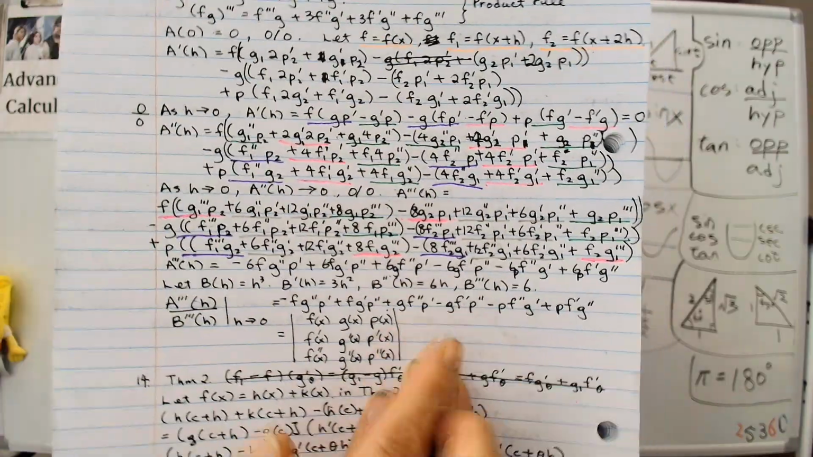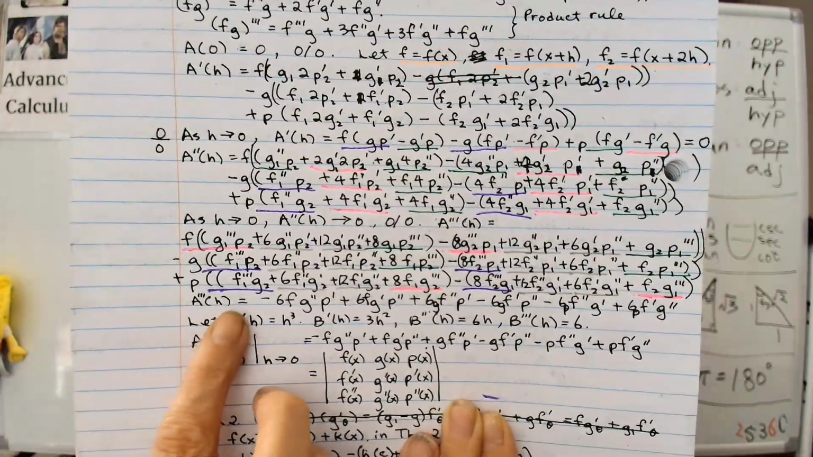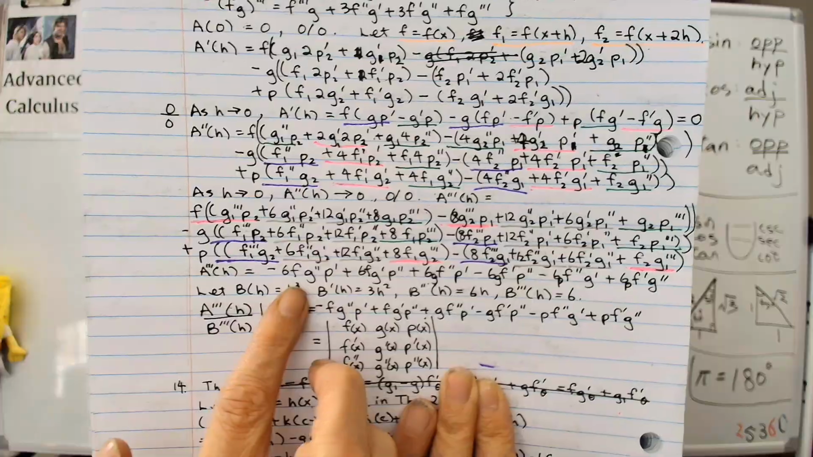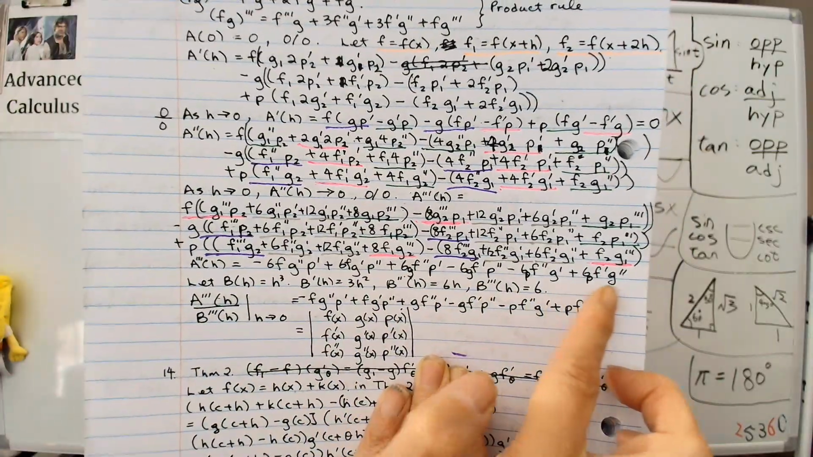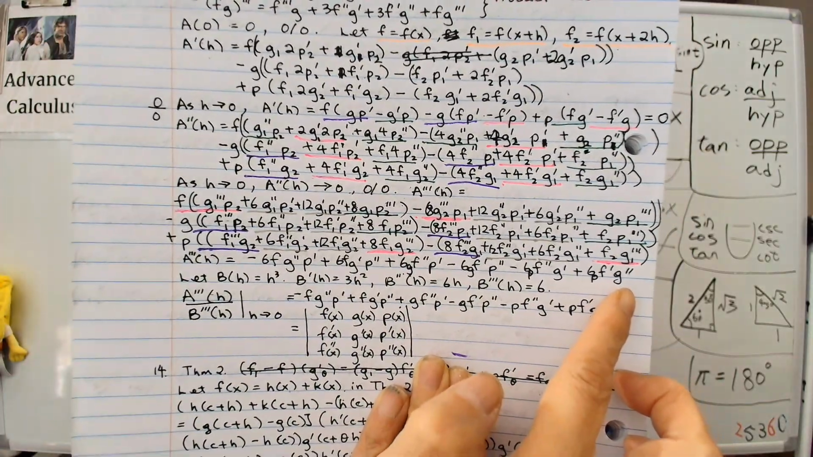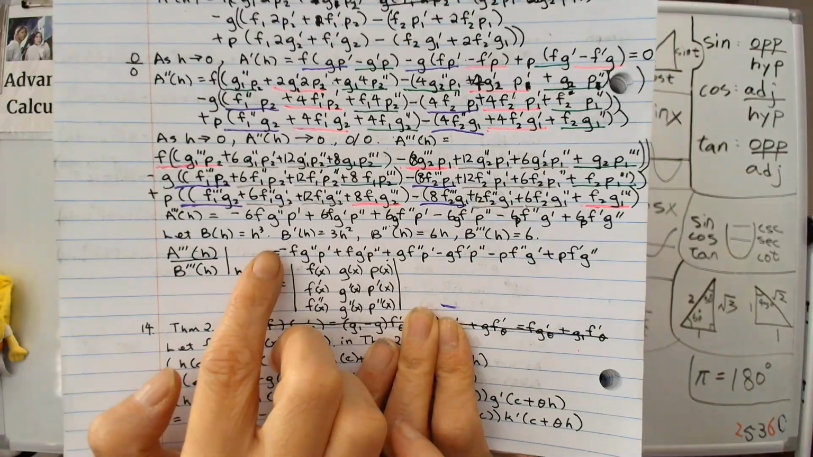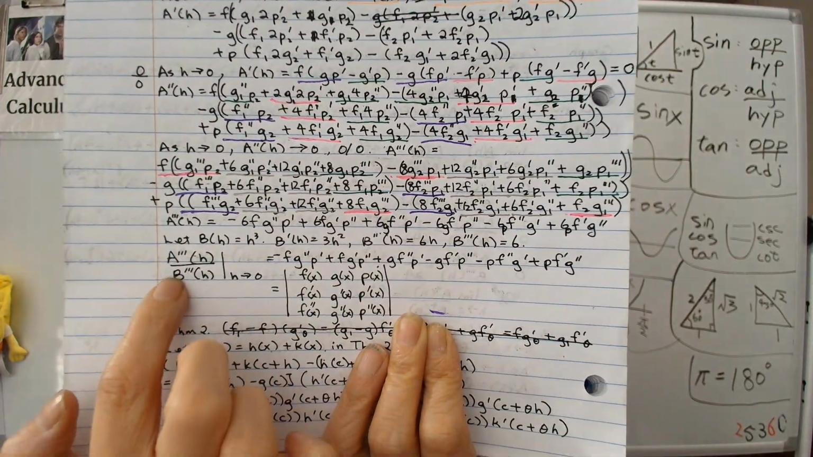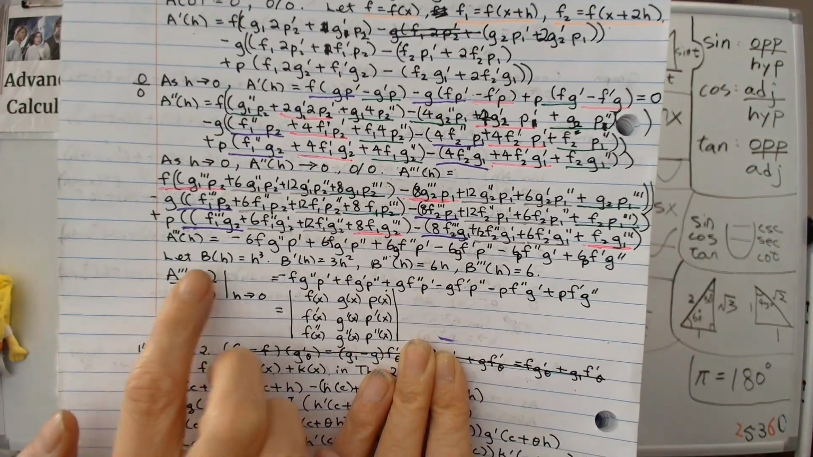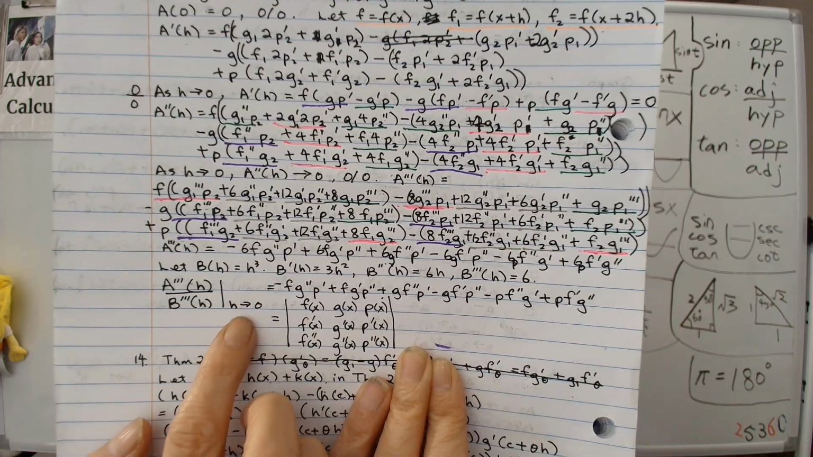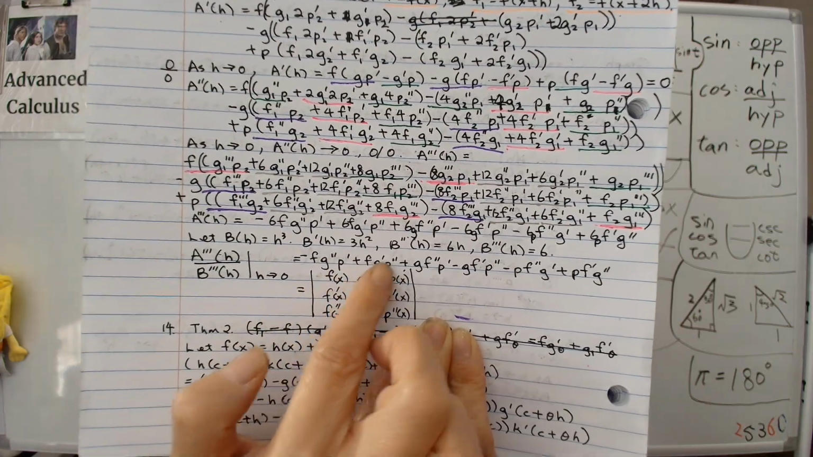And what we have after the dust clears is that A triple H equals this stuff right here that did not get canceled out. And so then A triple H over B triple H, where B triple H is just h cubed, as h goes to 0, will be equal to this stuff.